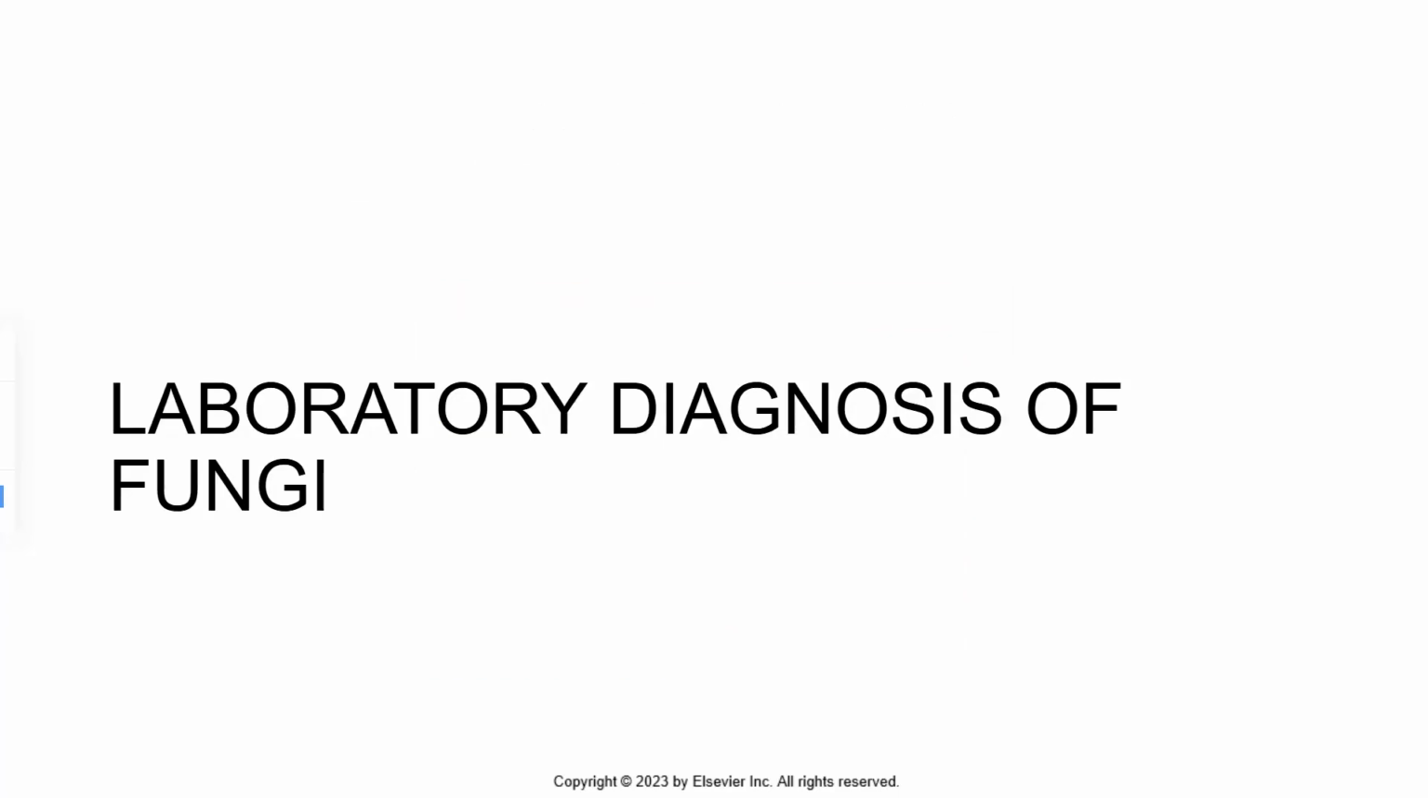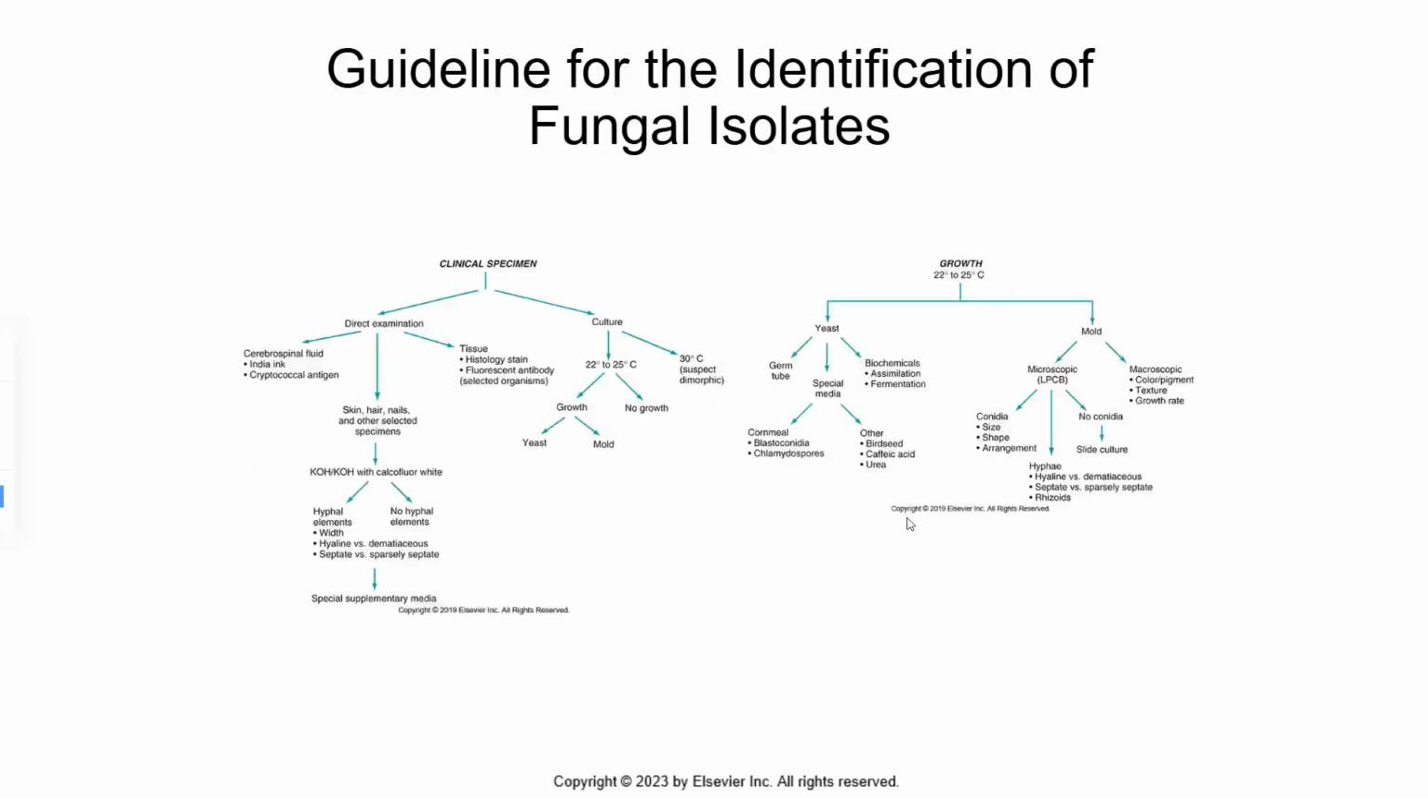So the laboratory diagnosis of fungi. Here, you may have seen this image previously, but we're over here with the yeasts. If the yeast has a germ tube, you can automatically say it's Candida albicans, and then you can do biochemicals, and then there's special media that can be used. Cornmeal agar and other types of agar can be used.